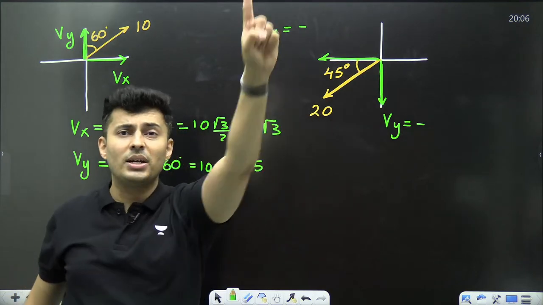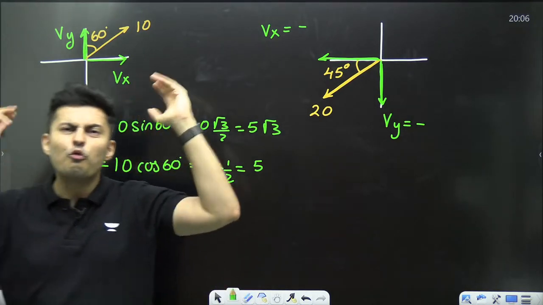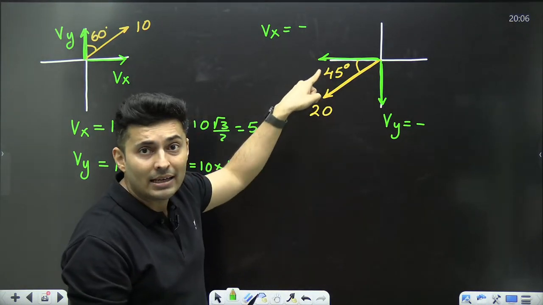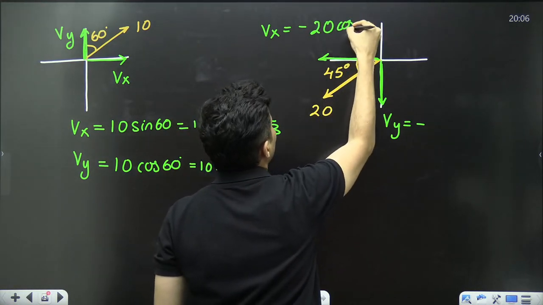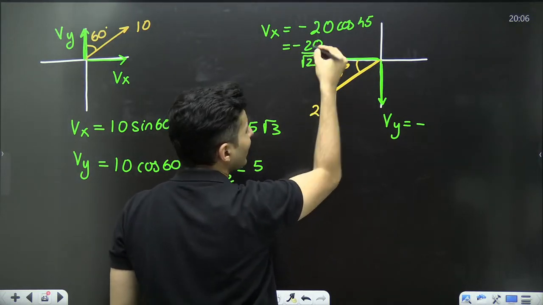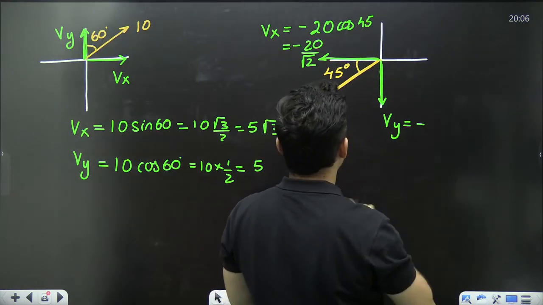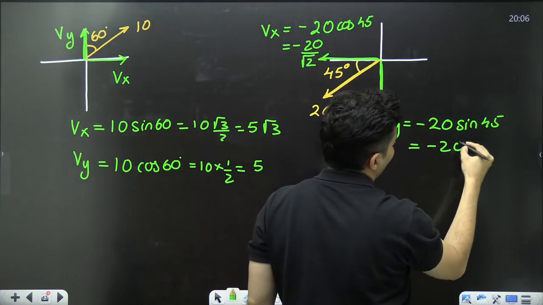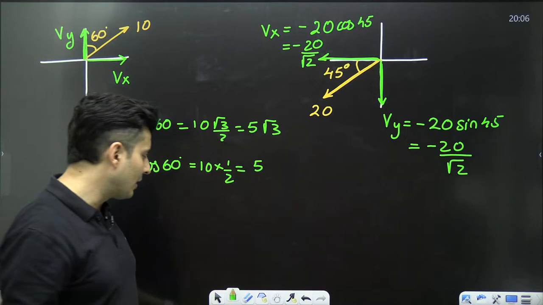Do you understand why both the components are negative? Everybody with me? Very good, guys. Now, what will I do? The one closer to the angle is cos. So this will be minus 20 cos 45. Cos 45 is 1 by root 2, so minus 20 by root 2. You can rationalize this also later on. And this will be minus 20 sine 45. Cos and sine 45 both are 1 by root 2, so 20 by root 2 with a negative sign. That's how you find components, my dear warriors.